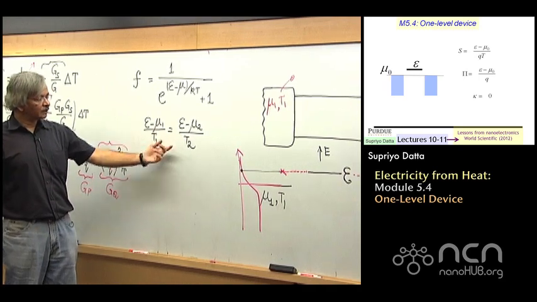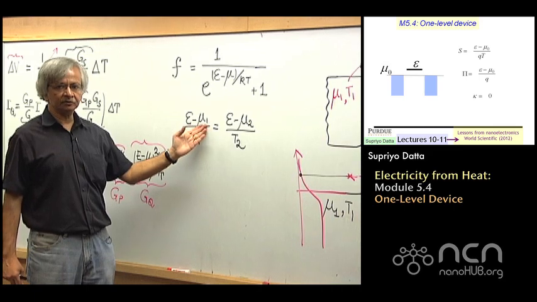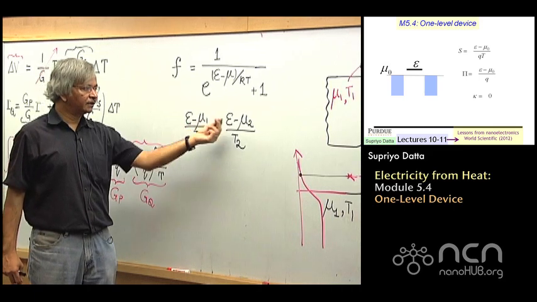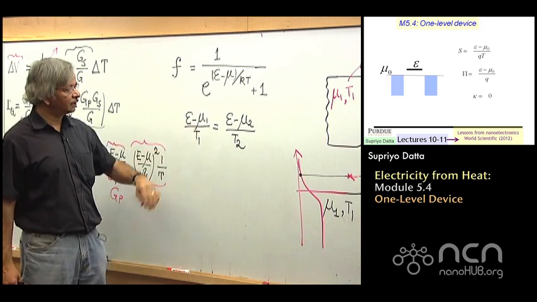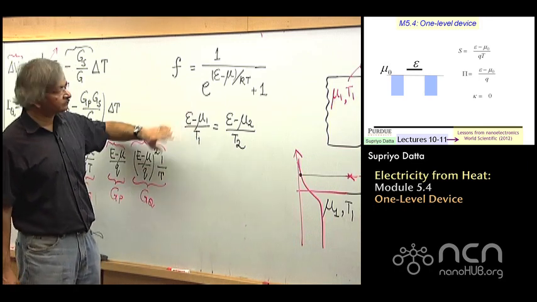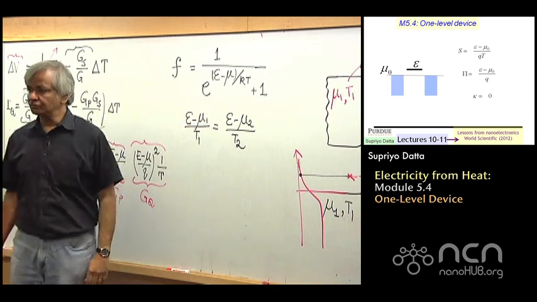So, for a given temperature difference, this is the expression that tells you what is the correct potential difference. Because this will ensure that at energy epsilon, F1 exactly equals F2, and so no current flows.